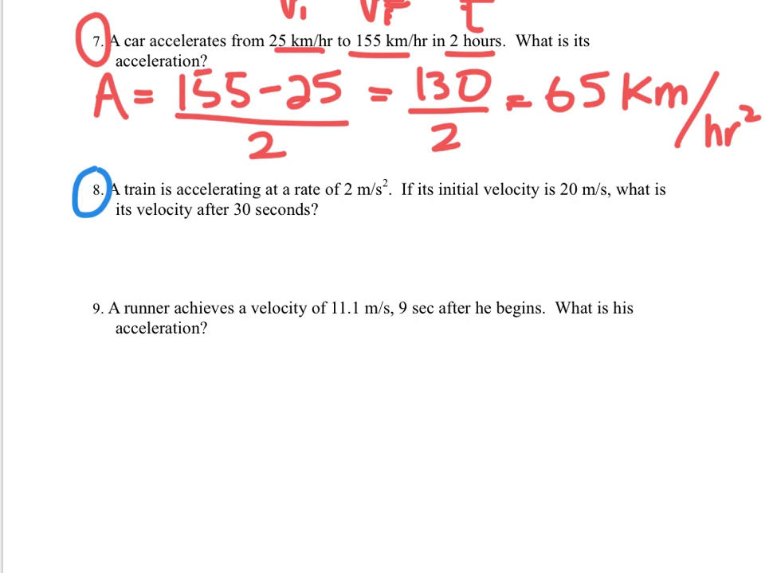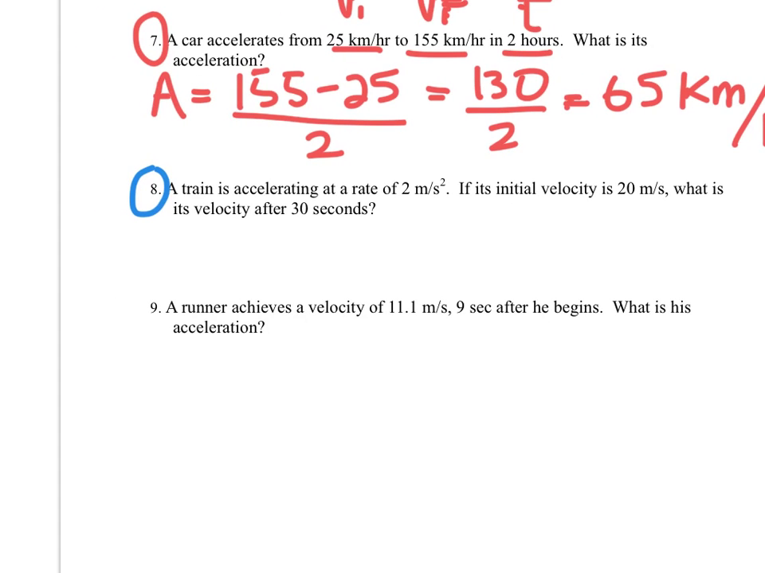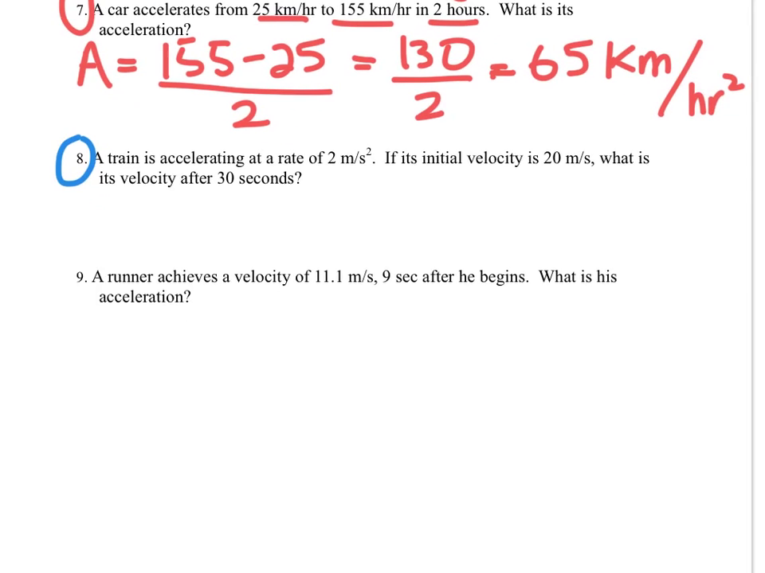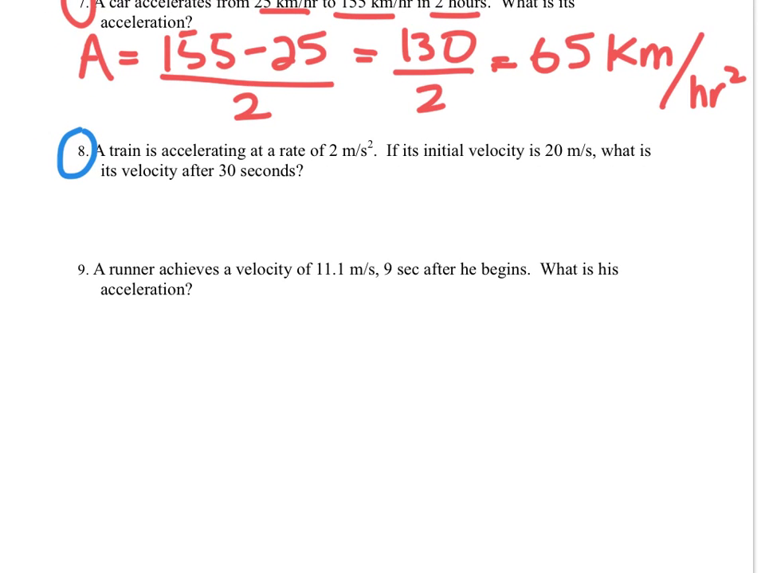Number 8, a train is accelerating at a rate of 2 meters per second. Now this is a little bit different because now they're giving us the acceleration. So they're actually giving us the acceleration. The acceleration is 2. If the initial velocity is 20, this is our initial velocity, is 20. What is its velocity after 30 seconds?